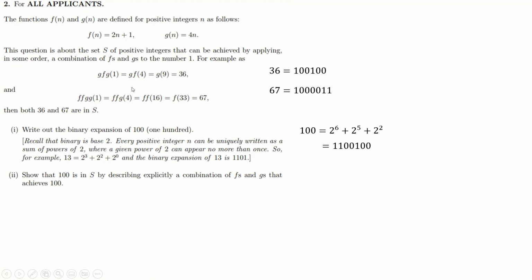Now if you've ended up at 100, notice these two functions. This one, because n is an integer, and this is all just doing stuff with integers, when you put an integer into here, you're going to get an odd number, and 100 isn't odd. So actually for 100 the last function you must have applied was g, and you must have done that to 25, because 25 times 4 is 100. But 25 is odd, so it can't have been timesing something by 4. It must have been this.